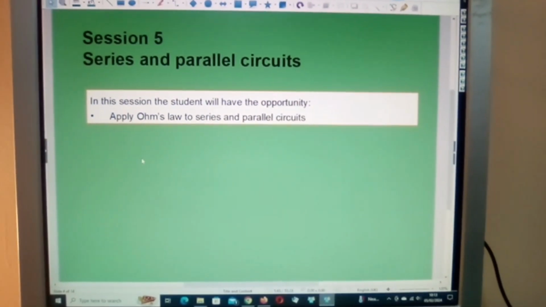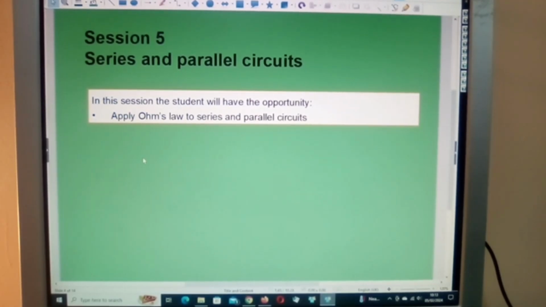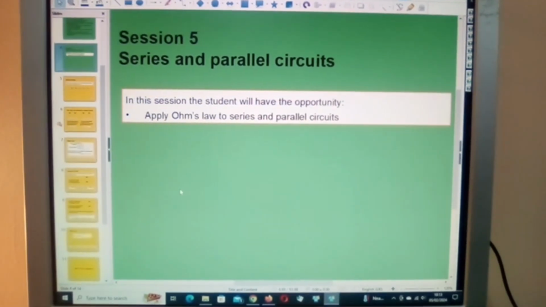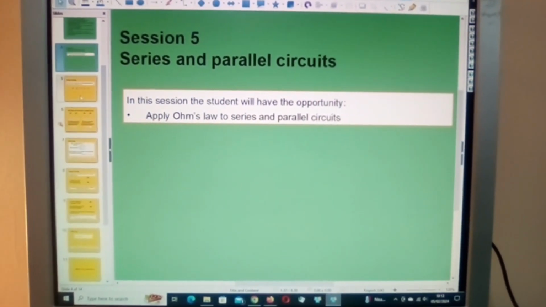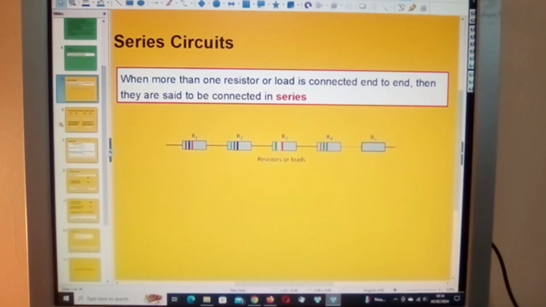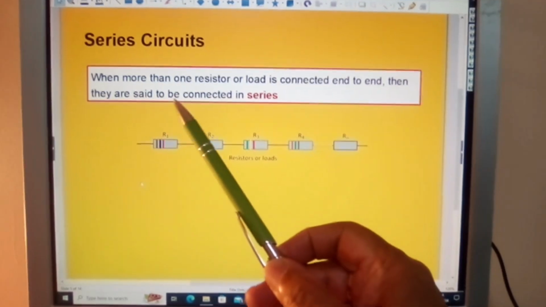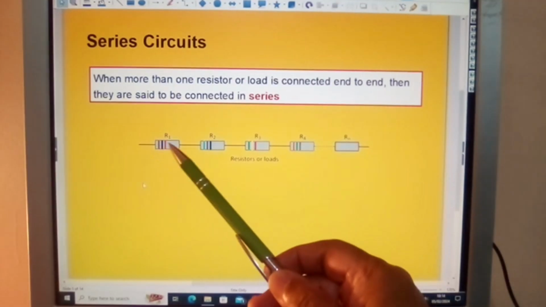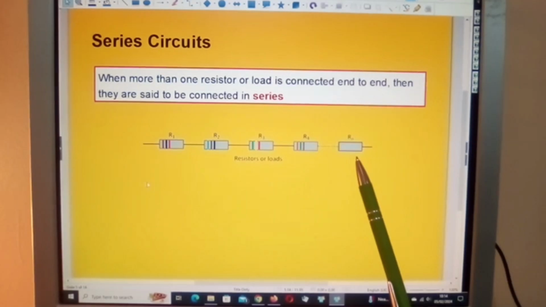And here, for me, this is session 5, series and parallel circuits. In this session, the student will have the opportunity to apply Ohm's law to series and parallel circuits. Series circuits. Now here, when more than one resistor or load is connected end to end, they are said to be connected in series. Here we have 1, 2, 3, 4, 5 resistors connected in series. Rn simply means any number.